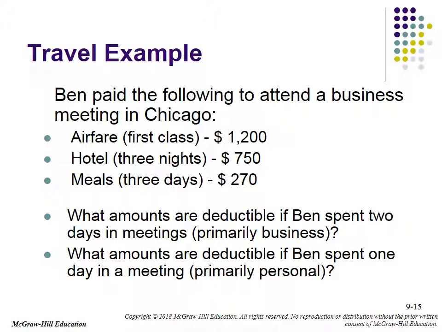Ben paid the following to attend a business meeting in Chicago. He flew airfare, first class, it doesn't matter, hotel, meals. What amounts are deductible if Ben spent 2 days in meetings, primarily business? What amounts are deductible if Ben spent 1 day in a meeting?